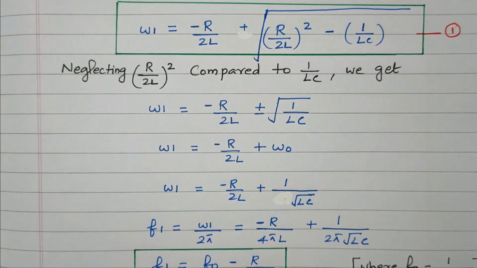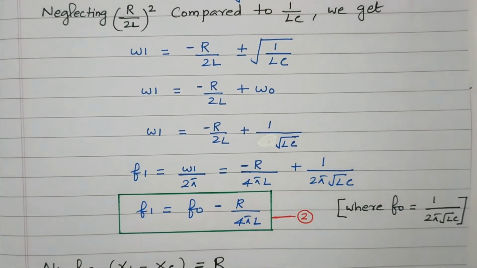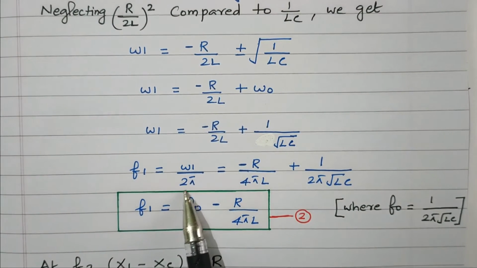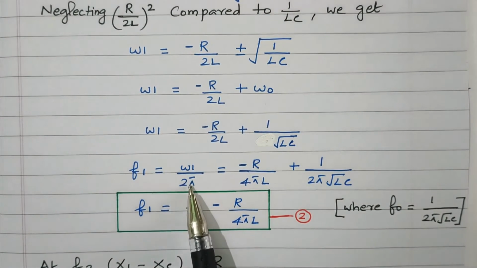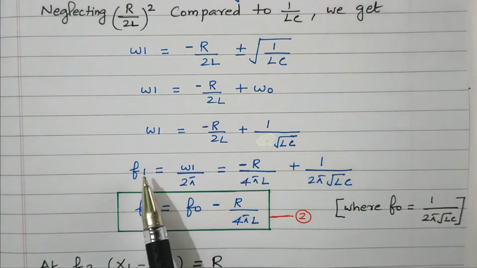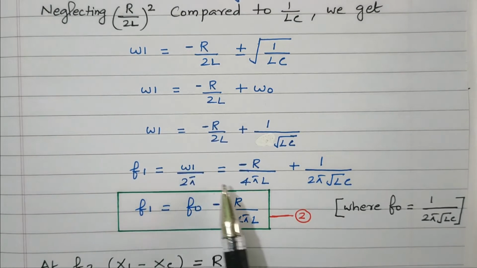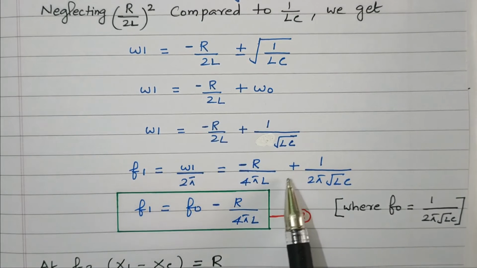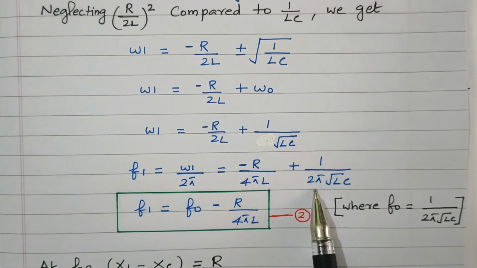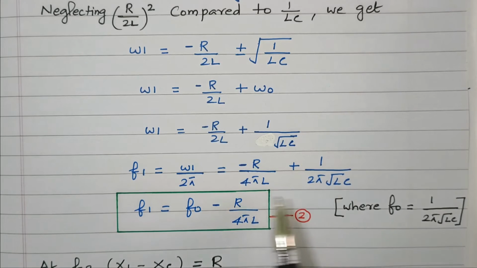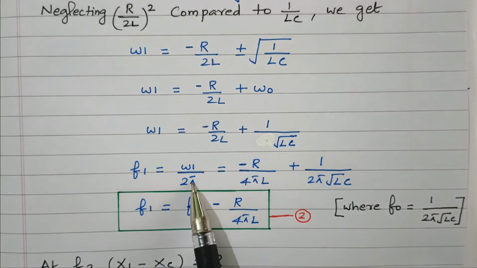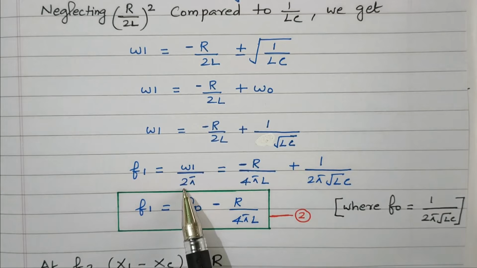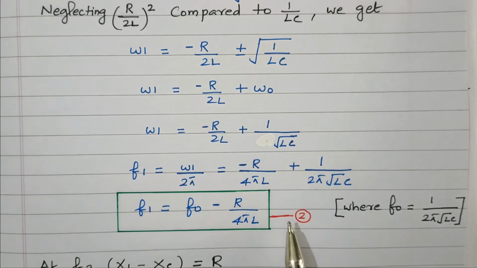Now the lower half frequency F1 equals omega 1 divided by 2 pi. That is, omega 1 equals F1 into 2 pi, so F1 equals omega 1 divided by 2 pi. Now substitute this omega 1 value: minus R by 2L plus 1 divided by root LC, all divided by 2 pi. This 2 pi is available in the denominator. Already 2L is there, into 2 pi is 4 pi L. Here also 2 pi.